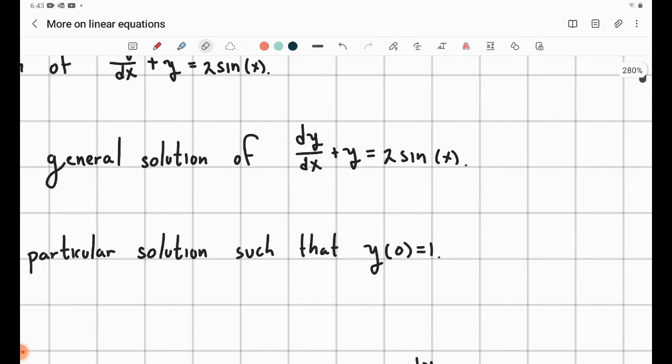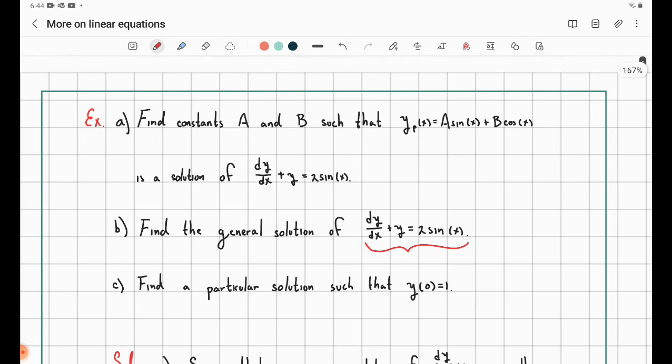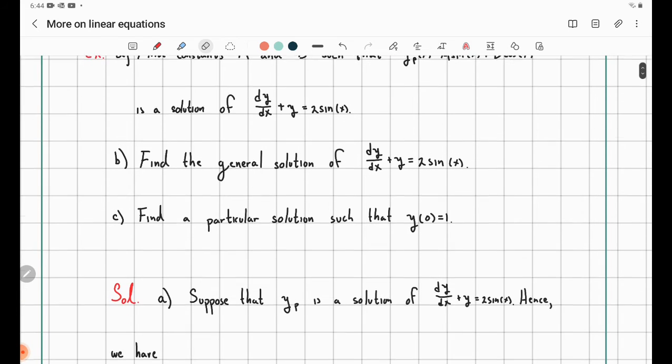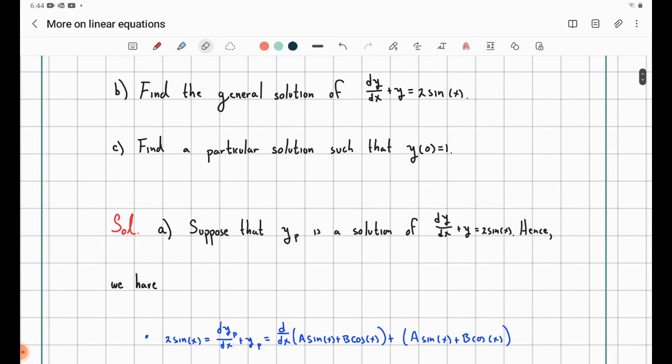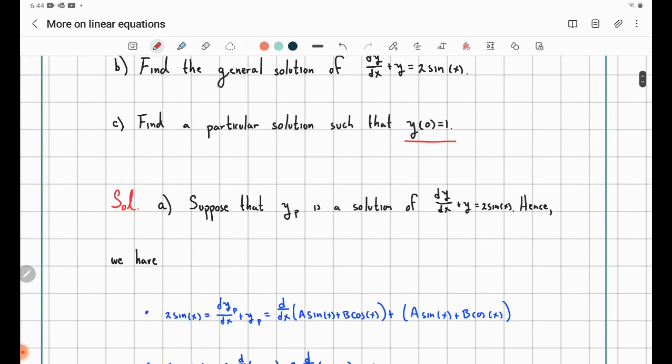So we need to find the general solution of this linear differential equation, and as we will see, this can be done by taking an appropriate integration factor, just like in all the previous exercises. At the end, we also need to find a particular solution which satisfies this initial value condition.